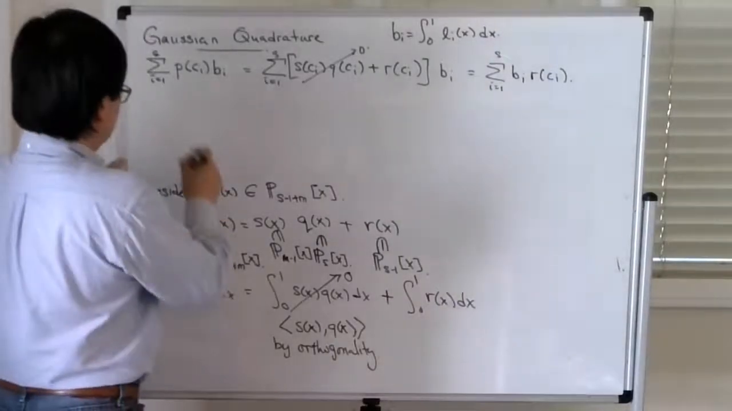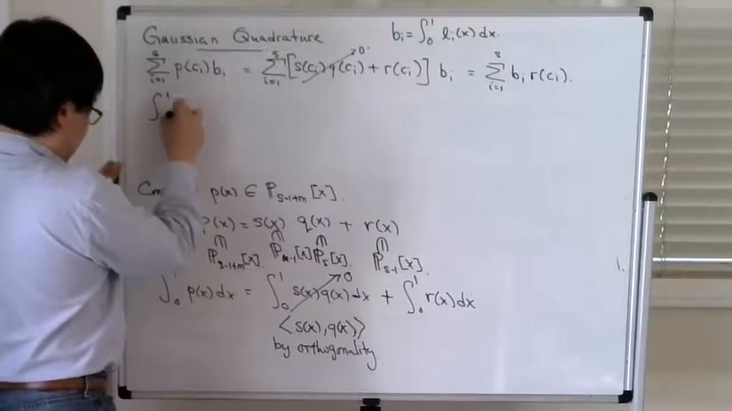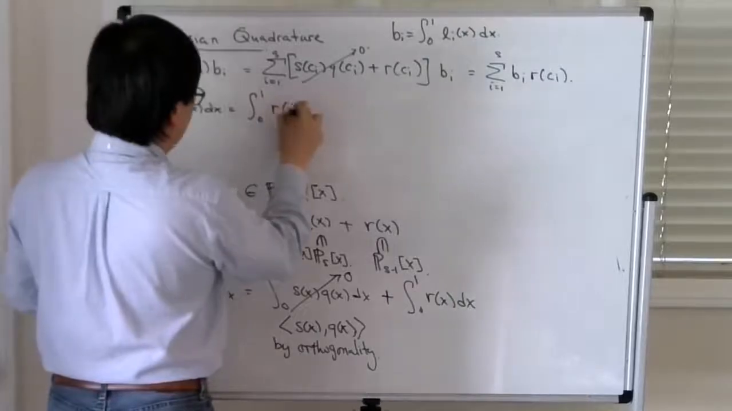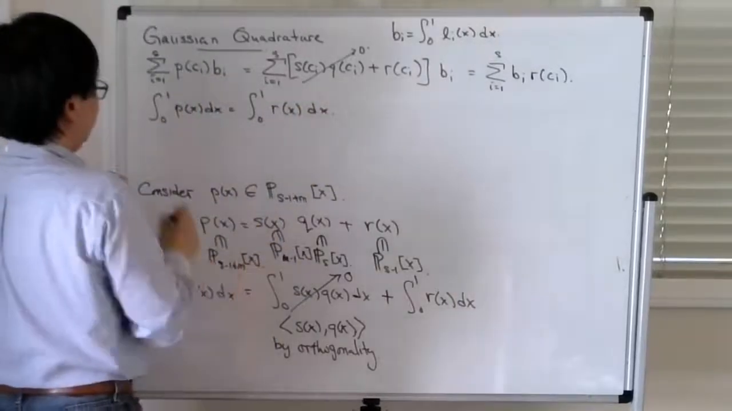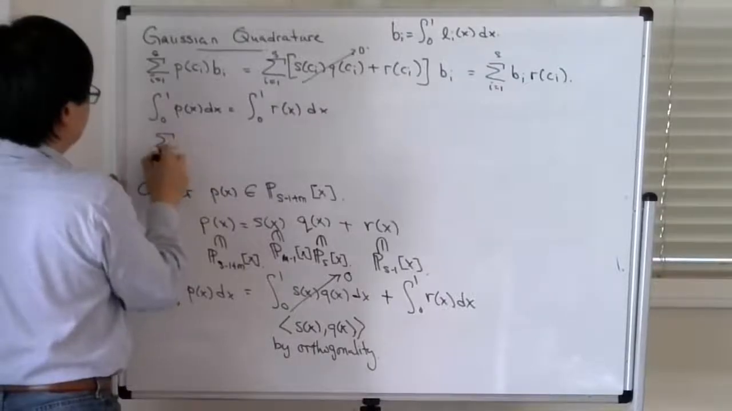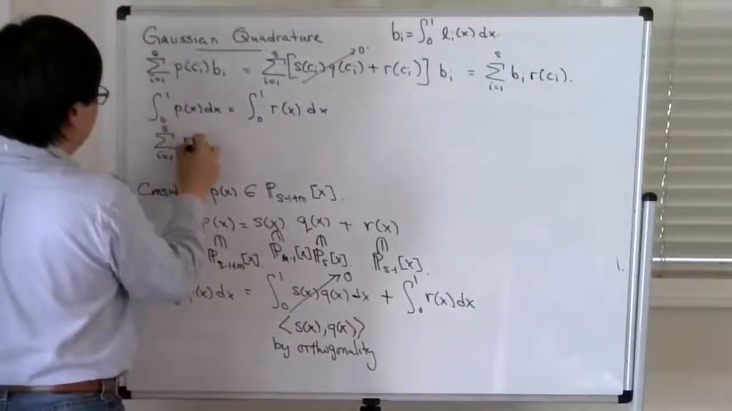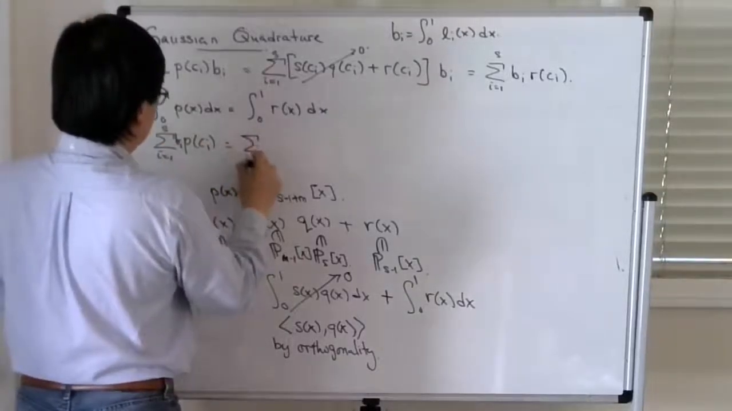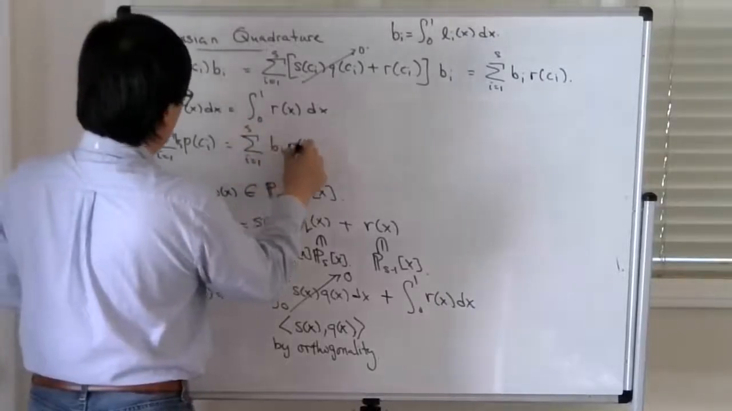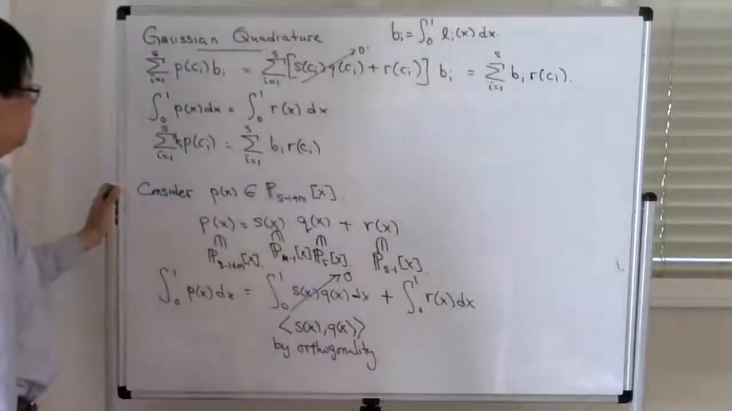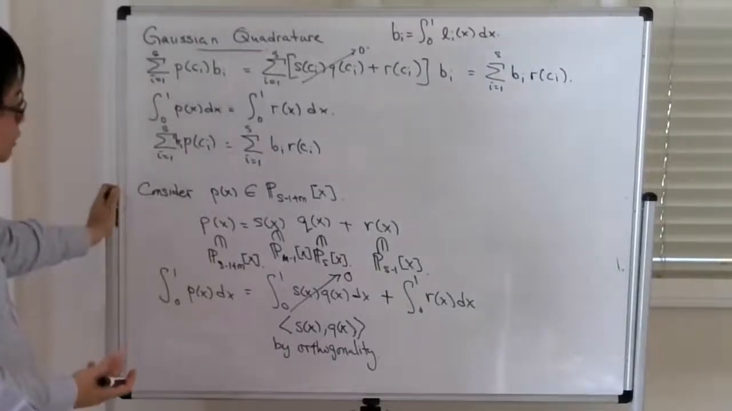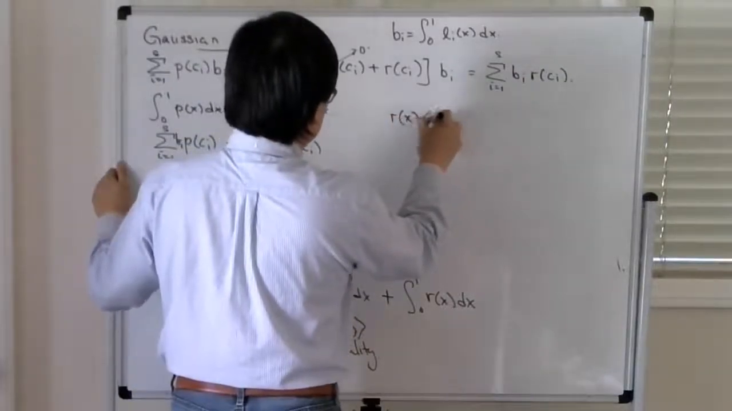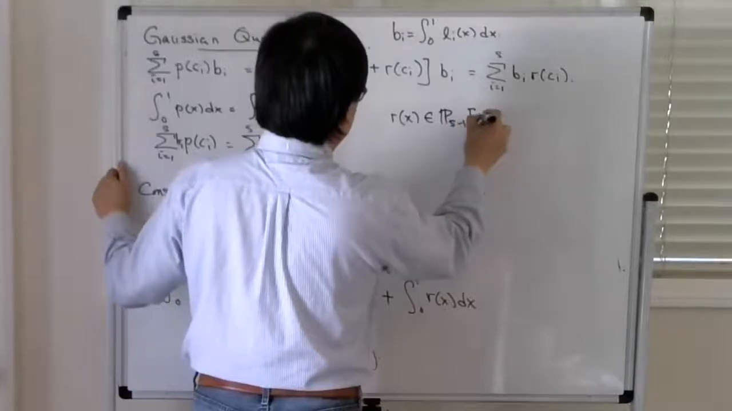Okay? So putting everything together, what we have is the following. We have that the integral from 0 to 1 of p(x) dx is equal to the integral from 0 to 1 of r(x) dx. And we also have that the quadrature approximation, the sum from i equals 1 to s of p(c_i) b_i, is equal to the sum from i equals 1 to s of b_i r(c_i). One final piece of the puzzle is that r(x) is a polynomial of degree s minus 1.